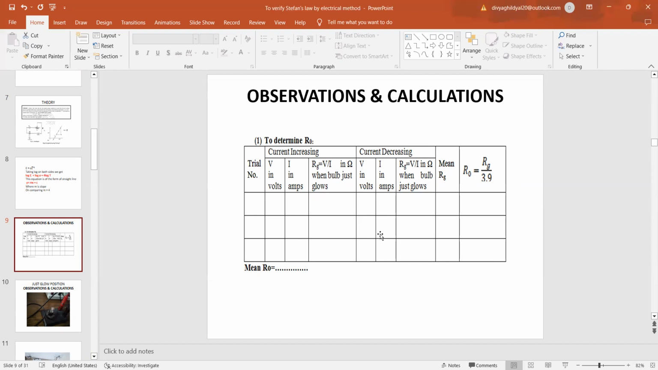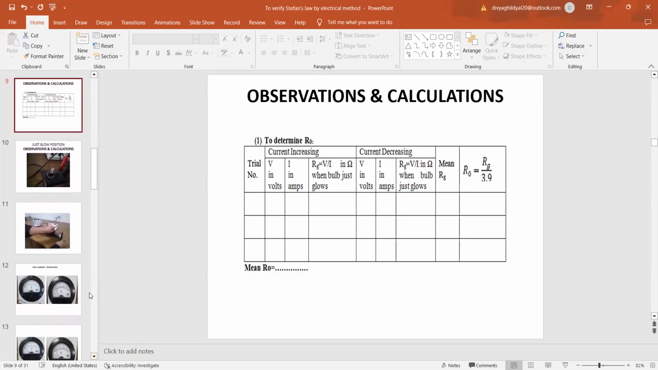Similarly, in the second table, we will again find the just glow position with decreasing current, and then we will find the mean R. In order to find R naught, at this temperature the contribution of lead resistance becomes small by a factor of nearly 3.9 at 800 Kelvin compared to that at 273 Kelvin. So, for R naught, we will divide this value by 3.9. This way, the first observation table will be taken.